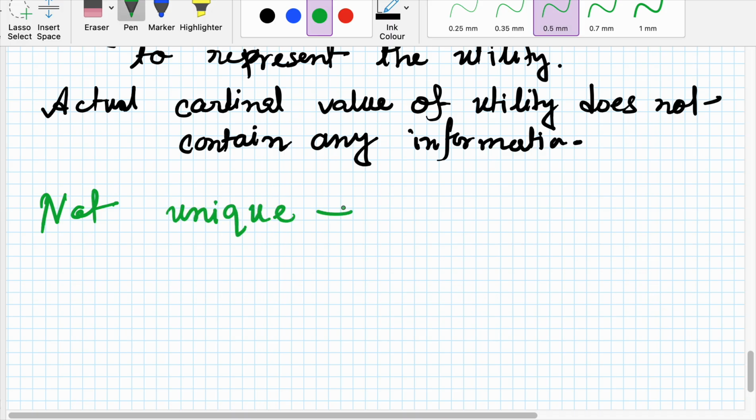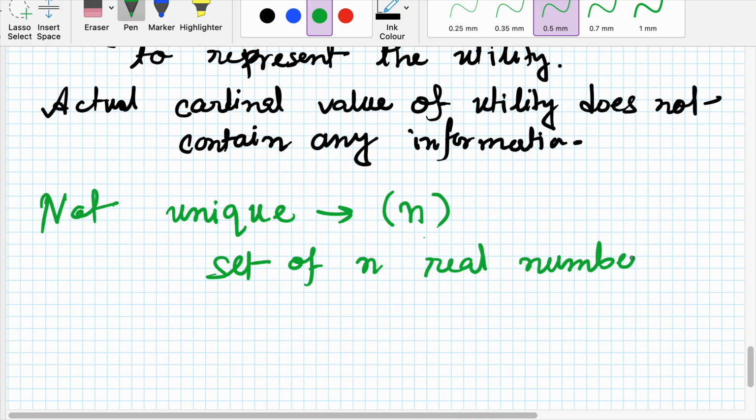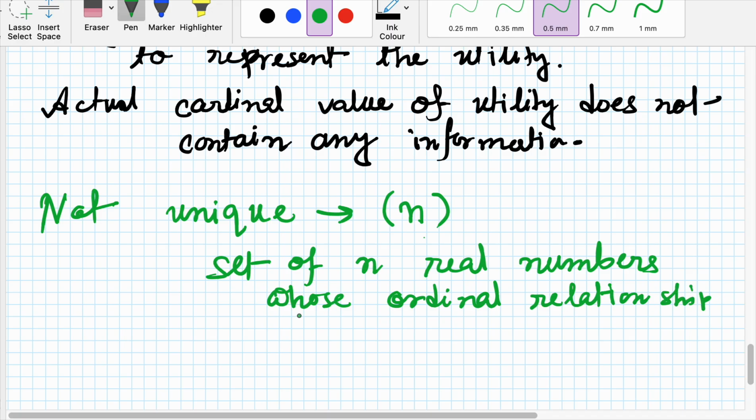So in any set of n real numbers whose ordinal relationship is the same, they all can be used as a utility for these n options. So that is for the deterministic preferences.